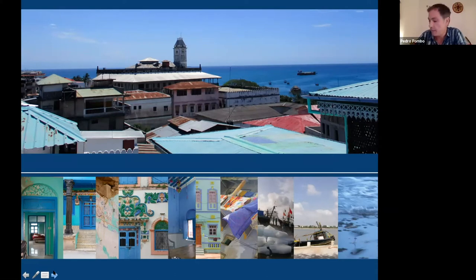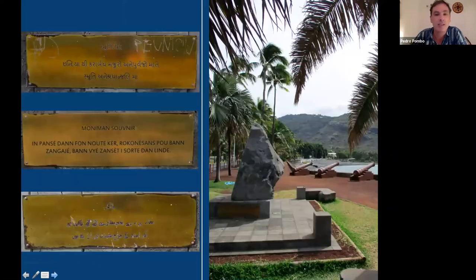They feel the material dimensions of the places, while memorials like this one, in Saint-Denis in Réunion, celebrate the indentured migrant laborers coming to the islands. It's written in Gujarati script, in the local Creole, and in Urdu script, Gujarati and Urdu being South Asian languages. These monuments tell us about the cosmopolitanism and the multiplicity of languages and communities that inhabit these islands.